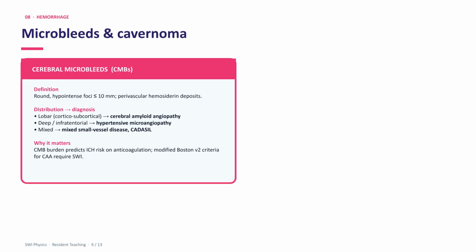Cerebral microbleeds, or CMBs, are round, hypointense foci. Their distribution is key to diagnosis. Lobar suggests cerebral amyloid angiopathy, deep suggests hypertensive microangiopathy, and mix suggests mixed small vessel disease.